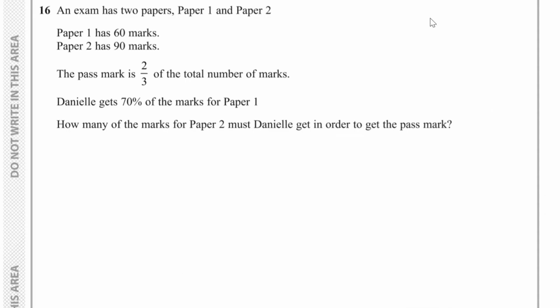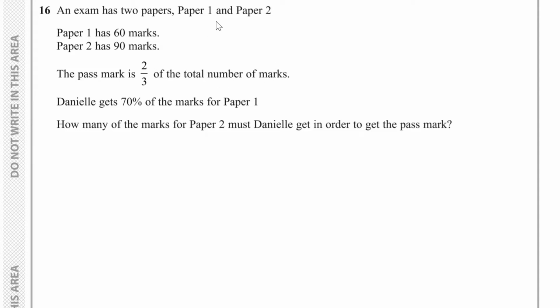Question number 16. An exam has two papers, paper 1 and paper 2. Paper 1 has 60 marks and paper 2 has 90 marks. The pass mark is 2/3 of the total number of marks, and Daniel got 70% of the marks for paper 1. And we have to find out how many of the marks for paper 2 must Daniel get in order to get the pass mark.